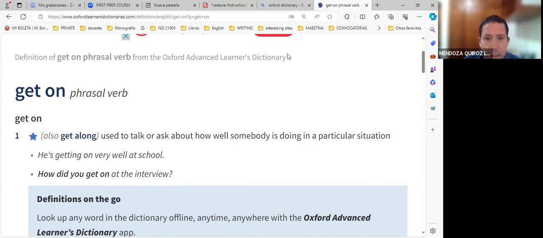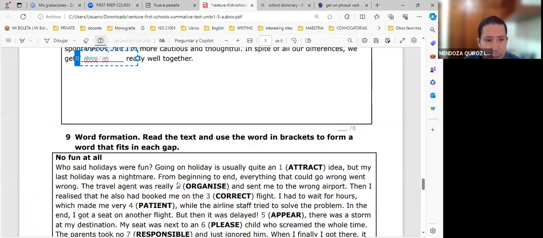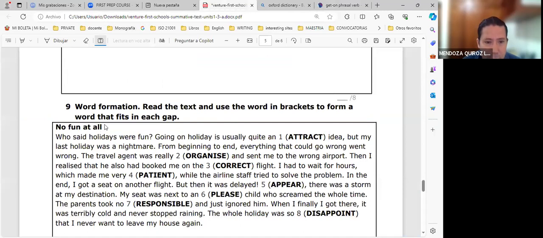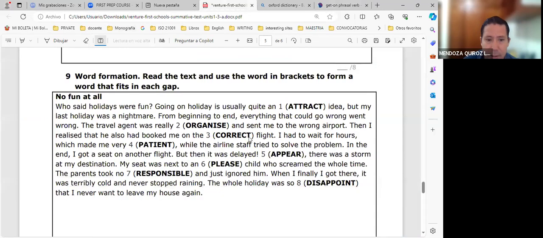All right, now let's move on. Let's continue here and get on or get along. Yeah? It says word formation. Here you have to form words so that they fit here in the context.